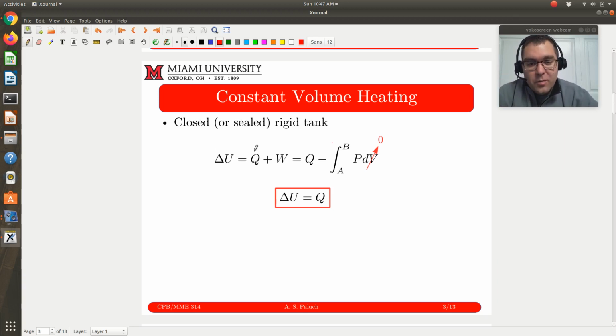So delta U will be equal to Q plus W, where W, if we assume that we have PV boundary work, we'll write as negative integral of P dV. Well, if I have a constant volume heating process, constant volume means that volume's constant, so dV is zero, which means that my PV boundary work is zero. So when I have constant volume heating, my first law balance just reduces to delta U is Q.